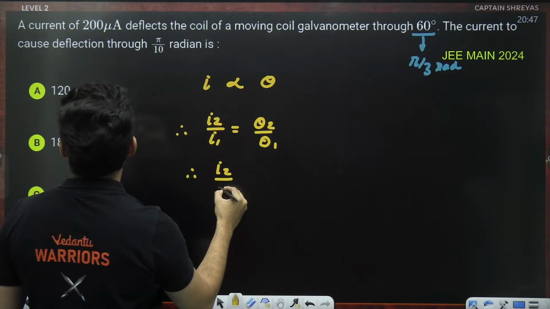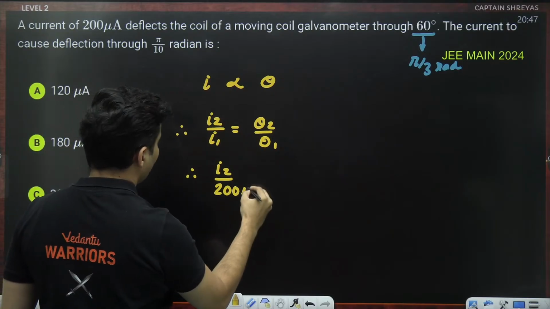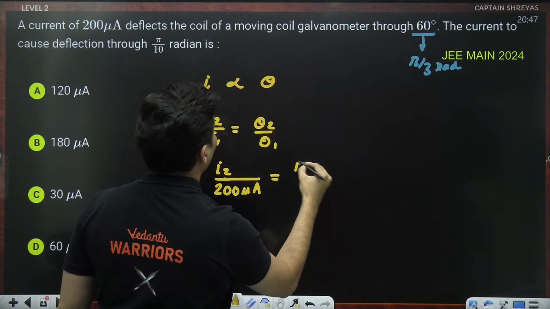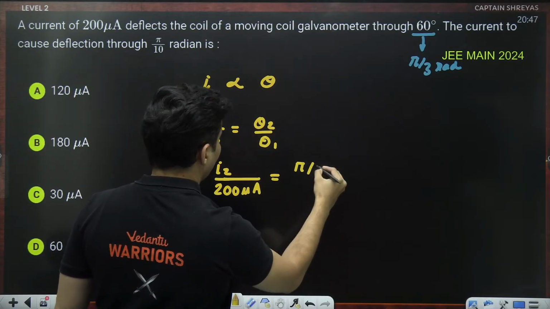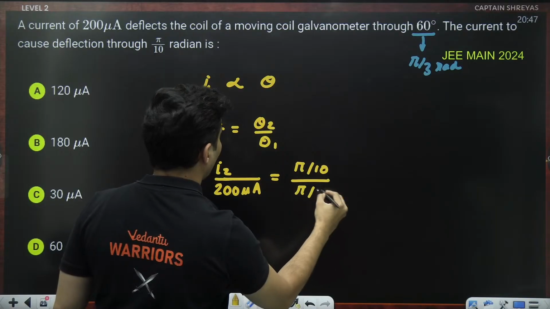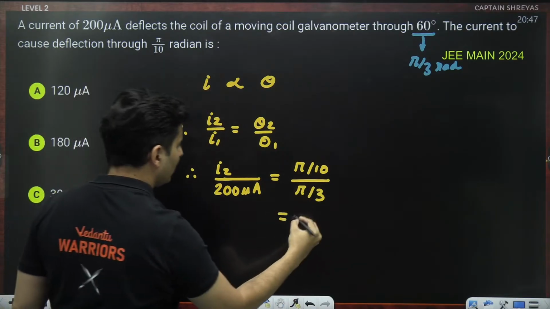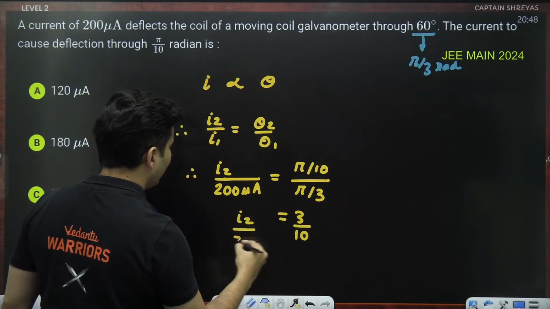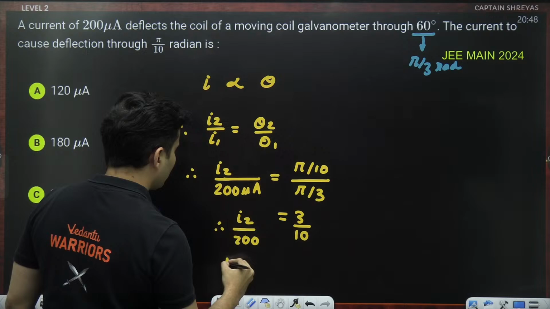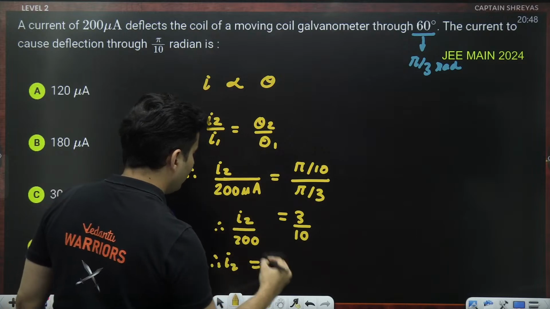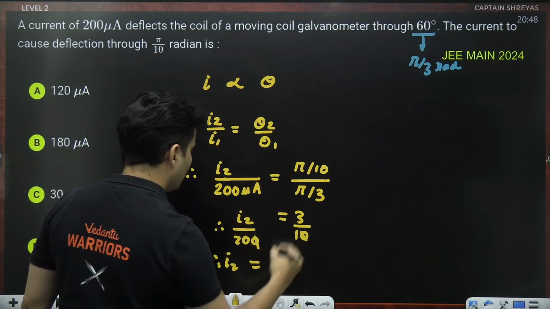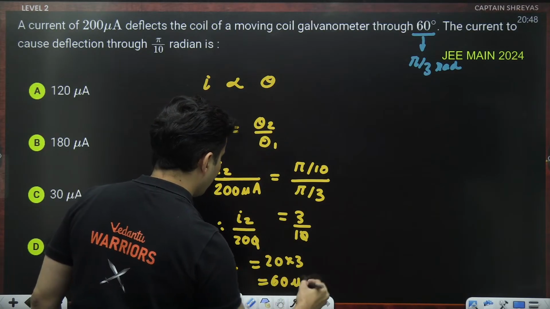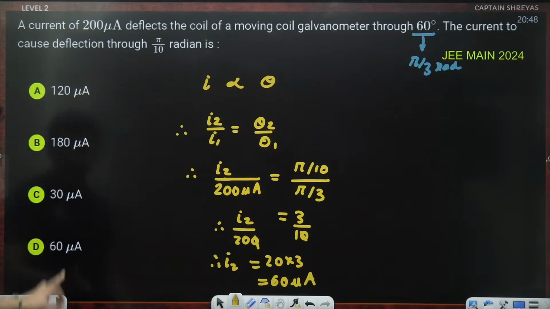Okay, so old current was 200 microamperes. New deflection is pi by 10. Old deflection is pi by 3. Pi cancels, 3 goes on the top, 10 comes below. Is that right? And this is I2 by 200. Okay, so therefore I2 will be 0 cancels, 20 multiplied by 3, which is basically 60 microamperes. 60, which is D.